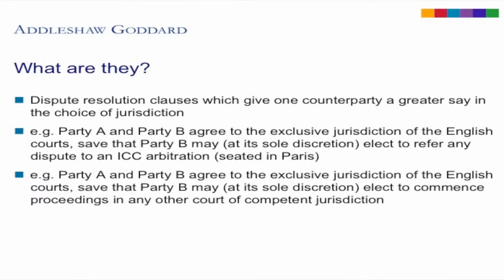But first of all, what are asymmetric dispute resolution clauses? What are we talking about? Well, typically what we're talking about is dispute resolution clauses or jurisdiction clauses, which give one party a greater choice in the choice of jurisdiction than the other. And I've put a couple of examples up on the slide there. You might have a situation where party A and party B agree that any disputes will be submitted to the exclusive jurisdiction of the English courts, save that party B has an option to refer any dispute to arbitration.